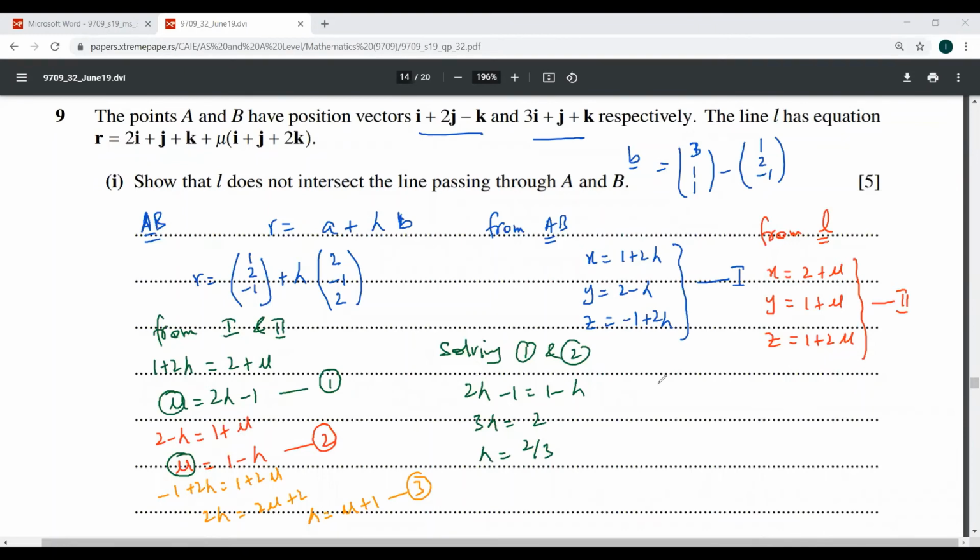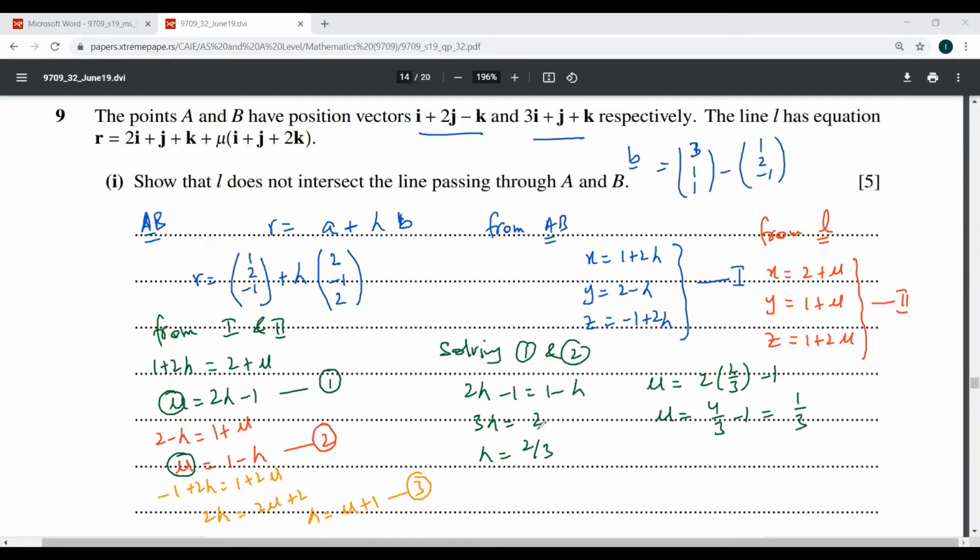And then you put that into the first equation. You have mu equal to 2 into 2 by 3 minus 1. So this is going to be 4 by 3 minus 1. This is going to be 1 by 3.